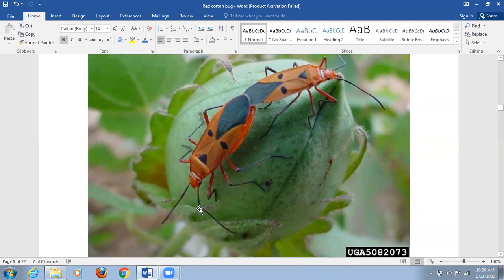This one is the antenna. These are the antennas. This one is the eyes. These are the legs, and all these are the jointed appendages. We know the important characteristics of the insect: they have jointed appendages, and the mouth parts also come into the appendages. Antenna is there, then the mouth parts, and the legs and wings, which are the appendages of the insect, and these are jointed.